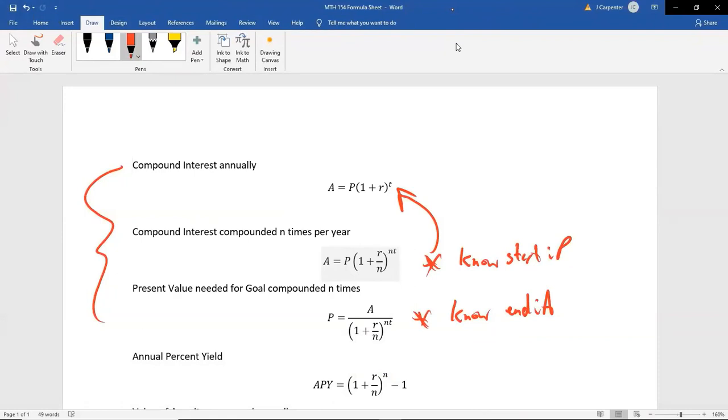You know you've got $57,911.12. What in the world did I start with? There's a context of a problem where you would know the ending amount and be curious what the starting amount is. Boom.